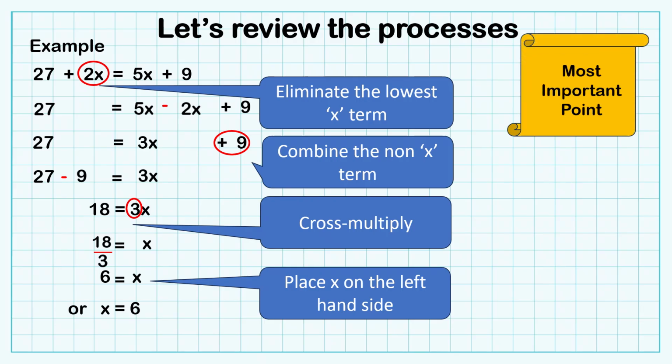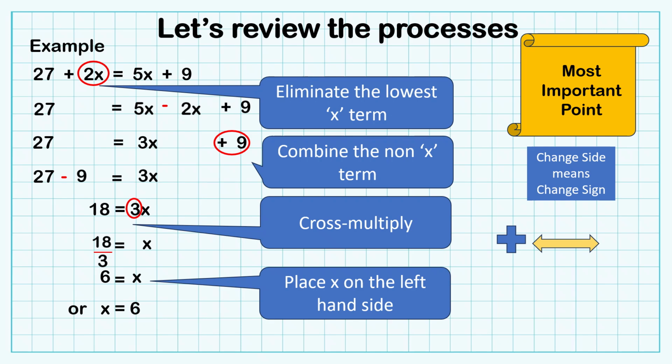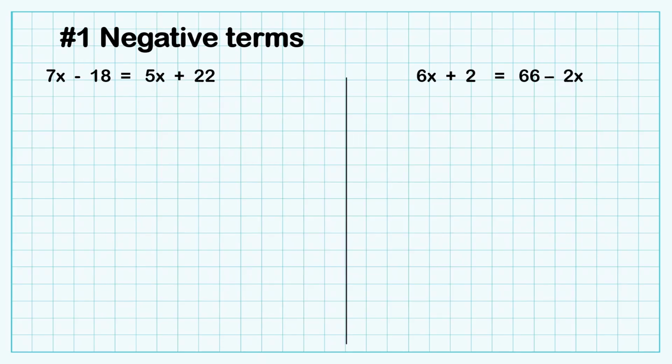Very important point to remember is that during the whole process, what we did was when we changed the side of one term, we also changed the sign. So when we had plus, the plus became a minus. And wherever we had times, that was followed by a division. Okay, so this is now going to help us work out some examples.